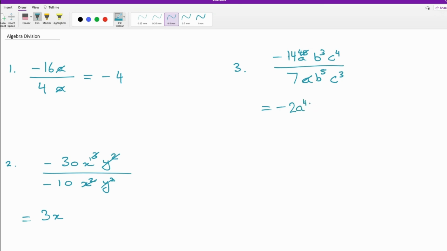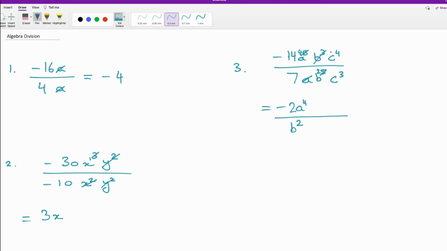Let's have a look at our b's. We've got b to the power of 3 divided by b to the power of 5. Let's have a look where the larger power is. We can see that it's on the bottom over here. So that is where the b is going to remain. So because that is where the b is going to remain, we need to include a fraction over here in our answer. So b to the power of 3 over b to the power of 5. So the 3 will subtract from the 5. This will cancel. 5 minus 3, that will give us an answer of 2. So b squared will appear on the bottom because that is where the b remains.